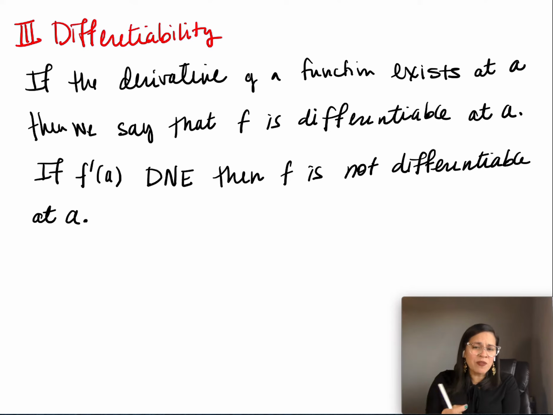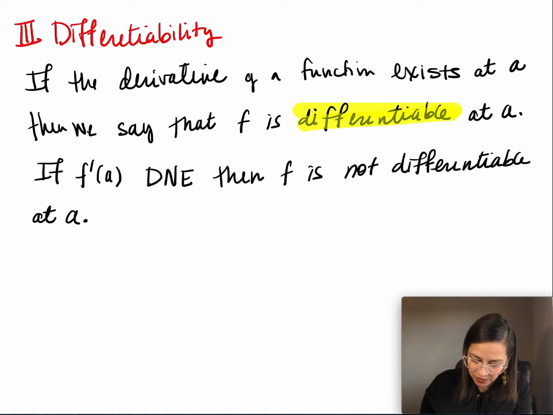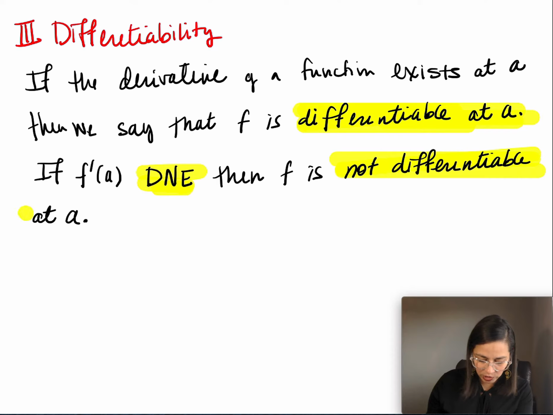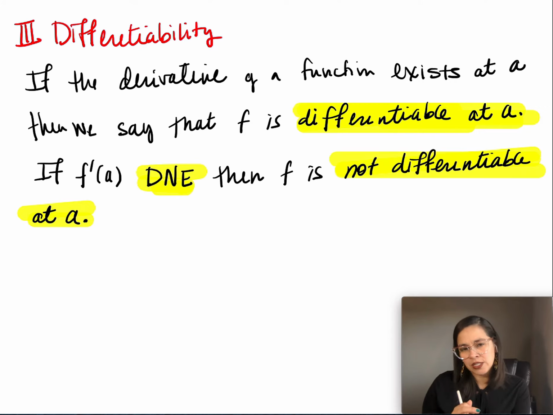If the derivative of a function exists at a, that means that limit exists. You were able to compute that limit, and we say that the function is differentiable at a. If you try to compute that limit and you can't for some reason, then we say that the derivative does not exist, and the function is not differentiable at a. There are only 3 cases where the derivative does not exist, meaning only 3 cases where a function is not differentiable at a specific point.